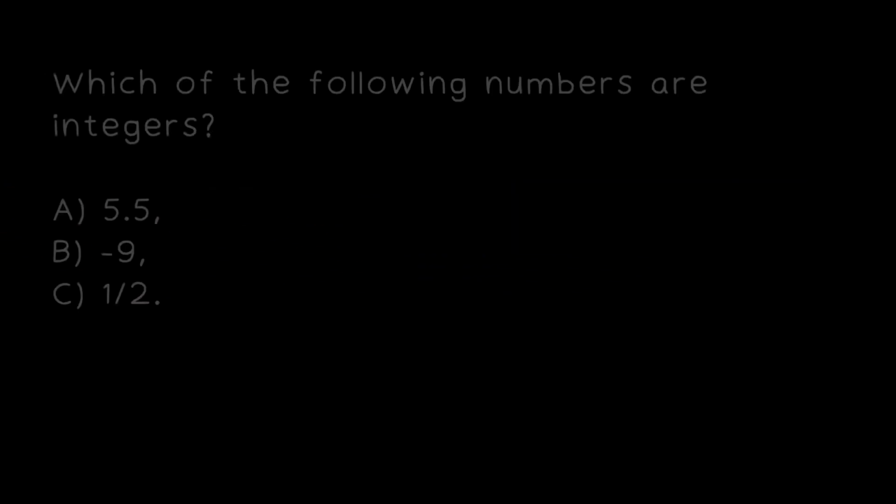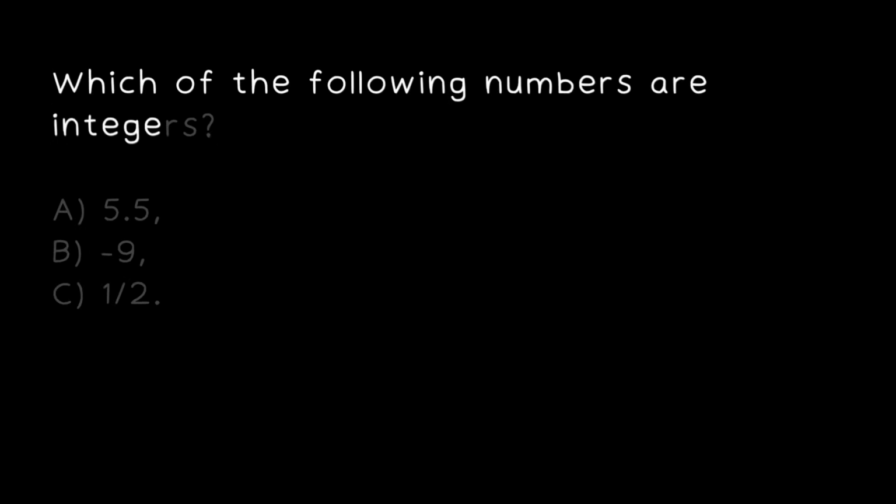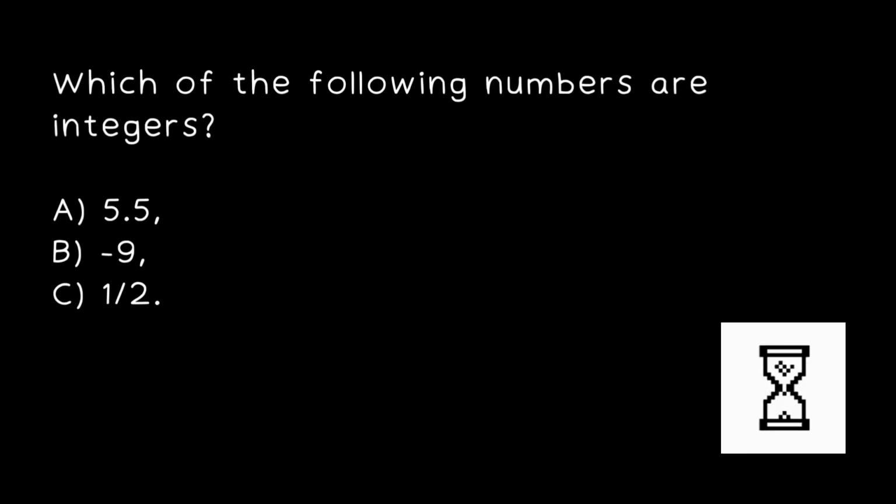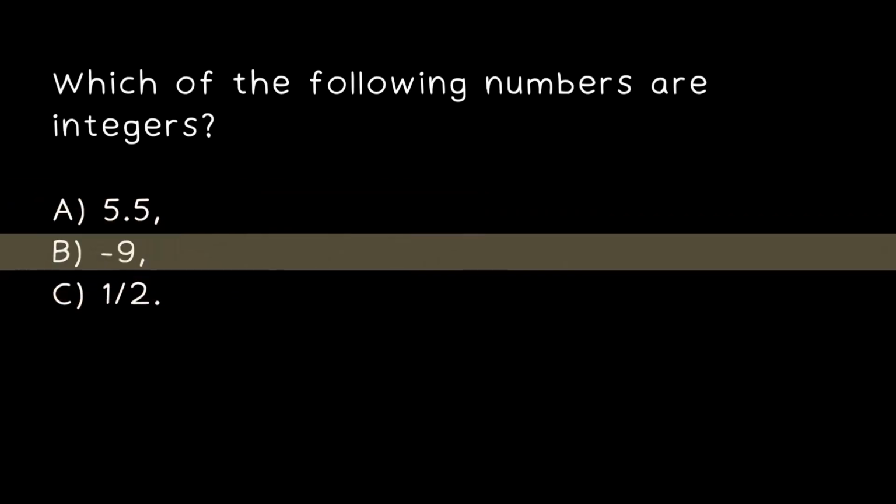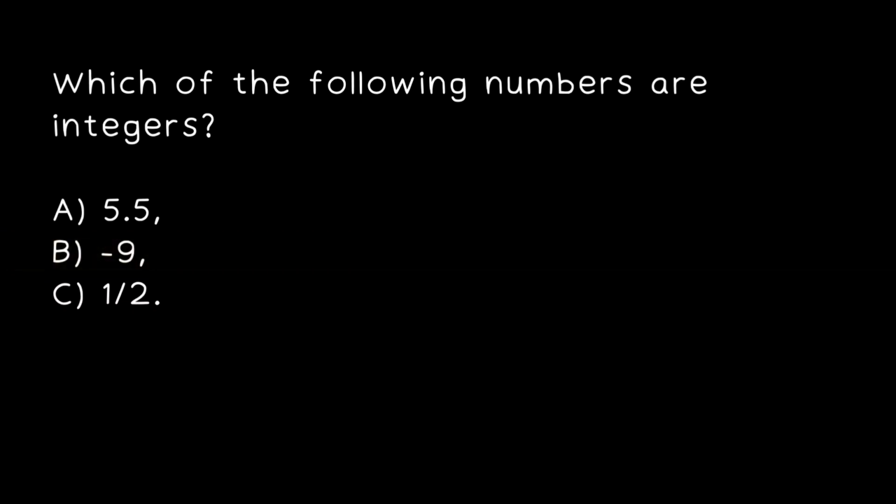It's quiz time. Here's the question. Which of the following numbers are integers? A. 5.5, B. -9, C. 1 half. Think about it, and I'll reveal the correct answer soon. Time's up. The correct answer is B, -9. You're mastering these integers like a pro.